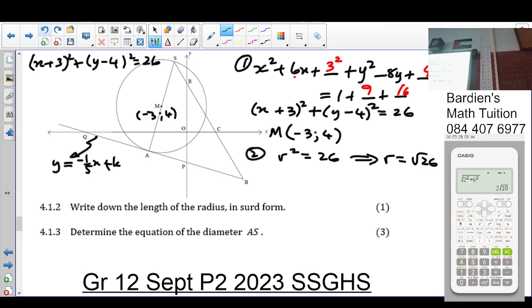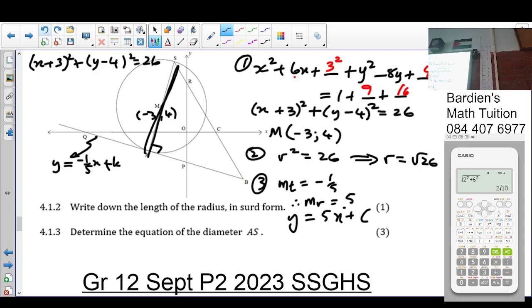Determine the equation of the diameter AS. So as we know, the diameter stands 90 degrees to the tangent. So the gradient of the tangent is negative a fifth. So therefore the gradient of the radius or the diameter is going to be 5. Why? Because the gradient of the tangent times the gradient of the radius is negative 1. So if we have y is equal to 5x plus c. As you can see, this has a positive gradient, which makes sense why that is positive there. The graph is increasing.